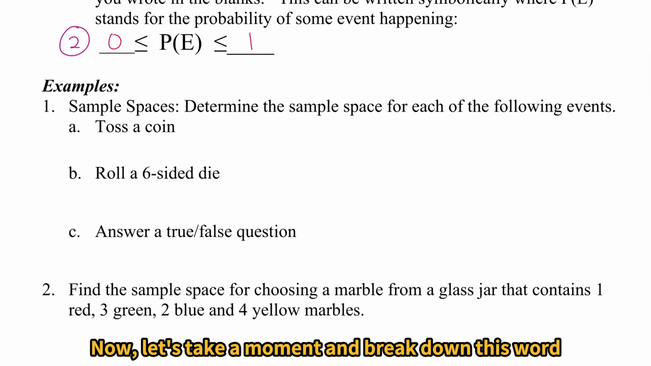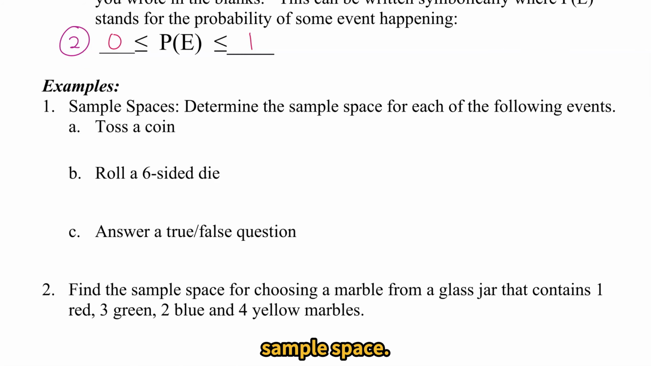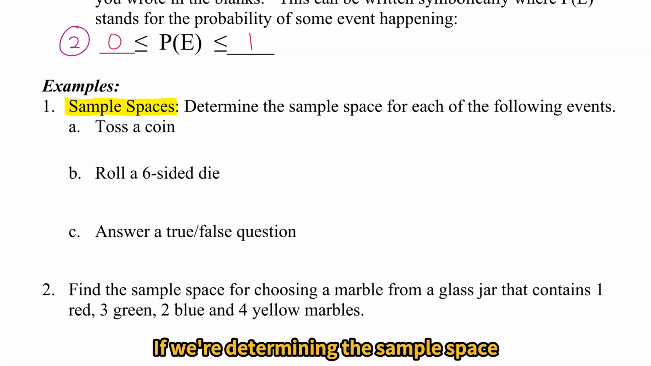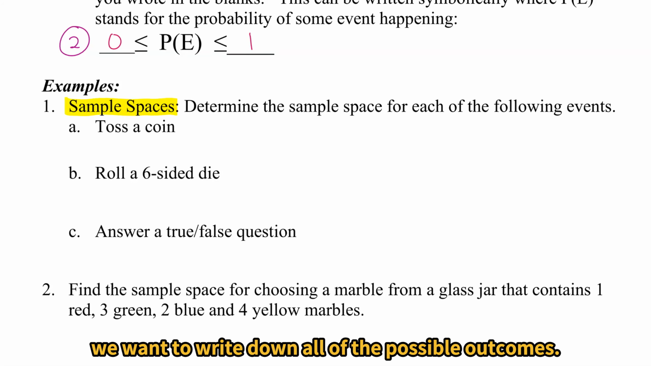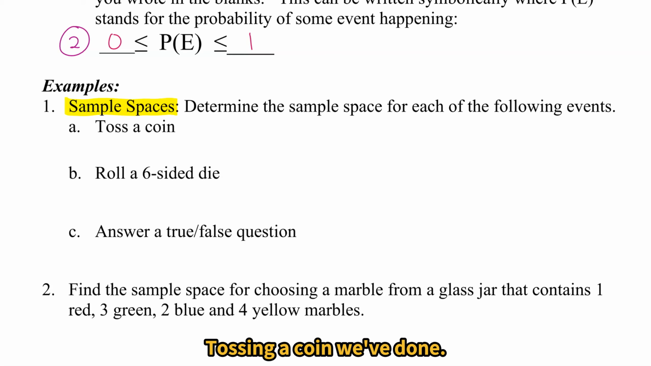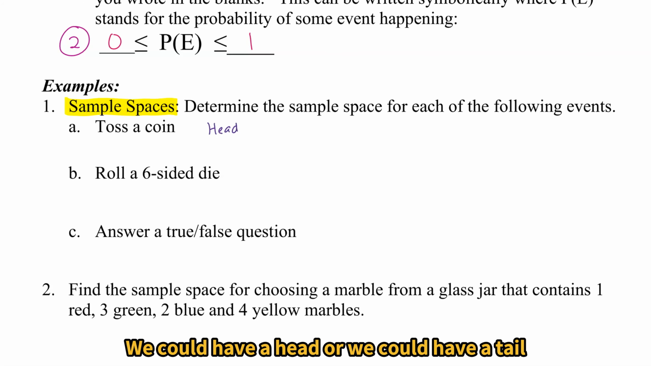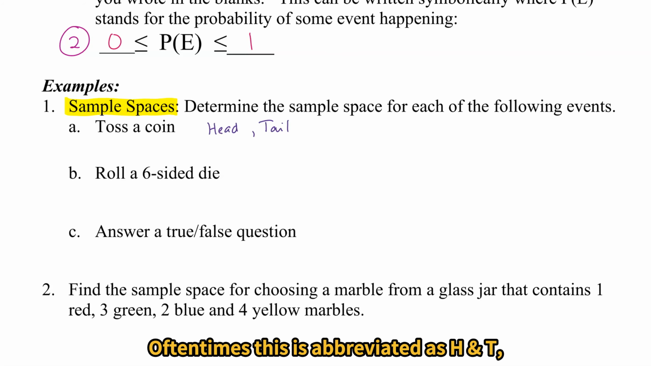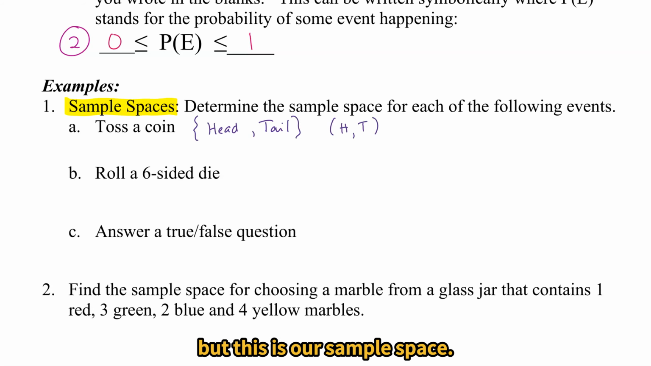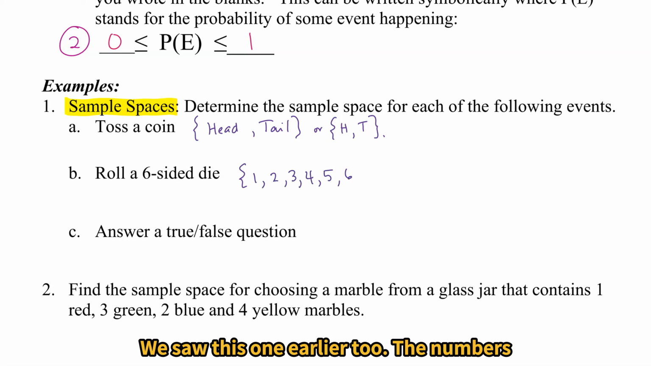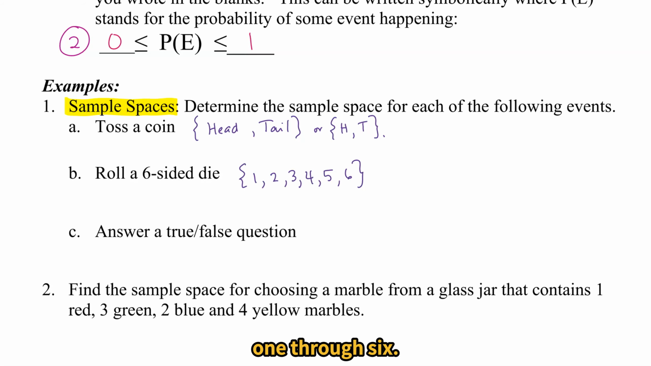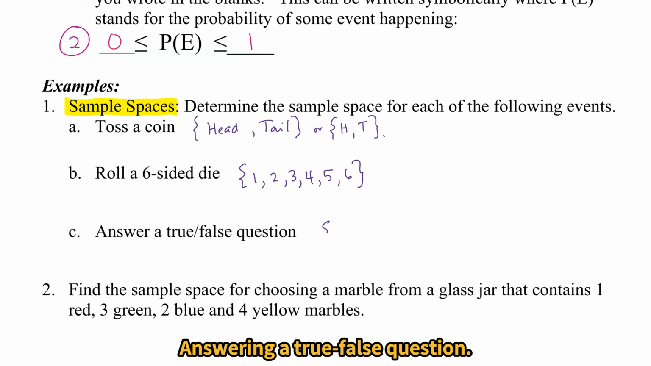Now let's take a moment and break down this word sample space. If we're determining the sample space for each of these events, we want to write down all of the possible outcomes. Tossing a coin, we've done. We could have a head, or we could have a tail. Oftentimes this is abbreviated as H and T, but this is our sample space. Rolling a 6-sided die, we saw this one earlier too. The numbers 1 through 6. Answering a true-false question, well, it's either true or it's false. So we have 2 outcomes there.